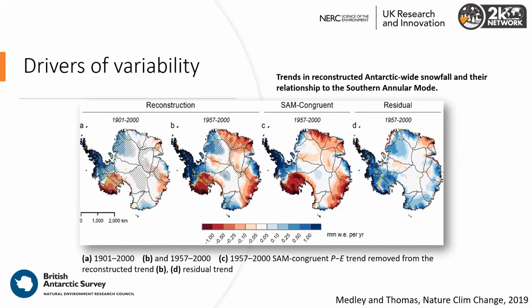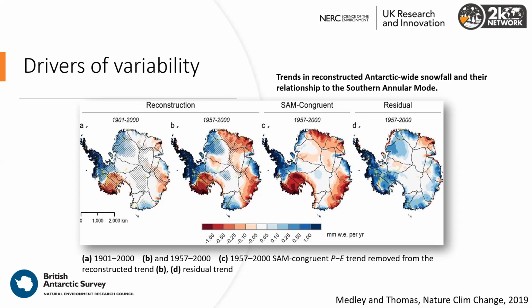And so this is one of the spatial reconstructions that Brooke and I put together as part of Clivash. And what we were able to do is look at how the large scale modes of variability are influencing surface mass balance. So what we can see here in these different reconstructions is the changes during the 20th century.